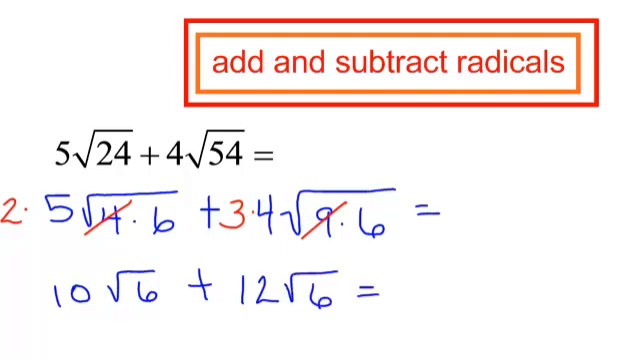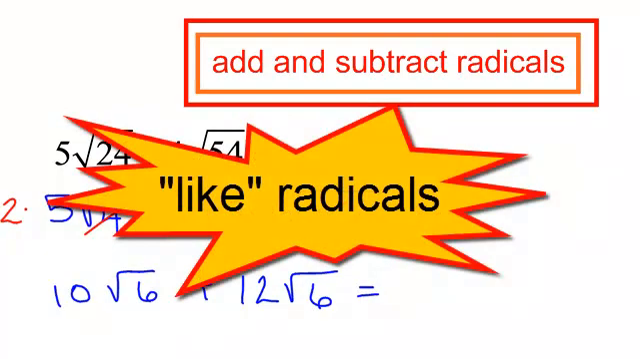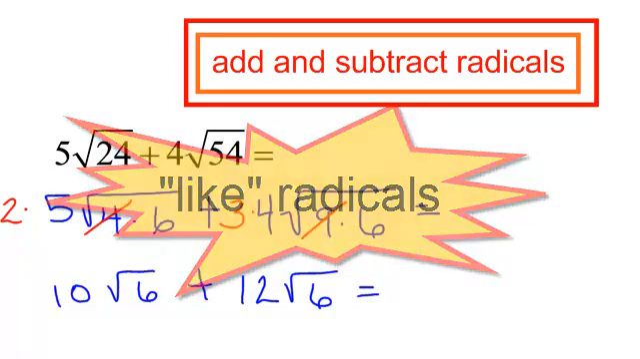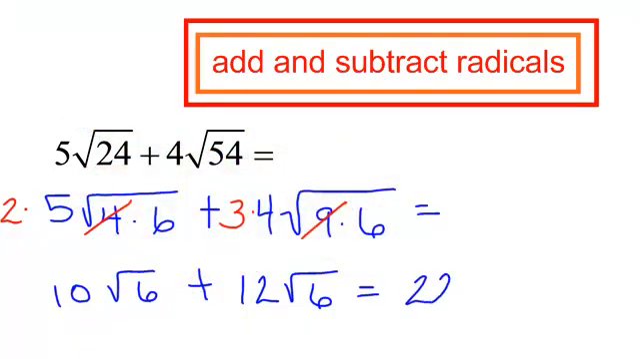Now, I have broken down both of these as far as I can go. Maybe I'm done, but maybe I'm not. Do you see what we have? After a little bit of simplifying, I did end up with like radicals, so I can add them. 10 radical 6 plus 12 radical 6, that will be 22 radical 6.